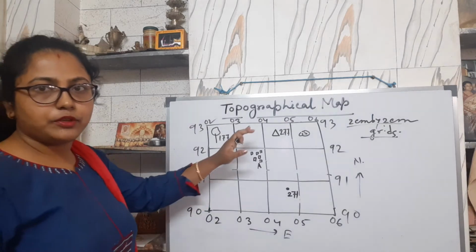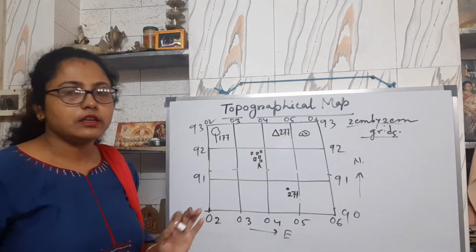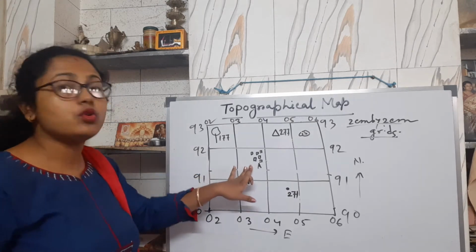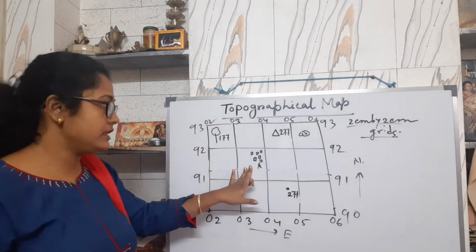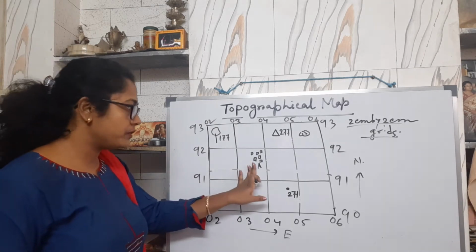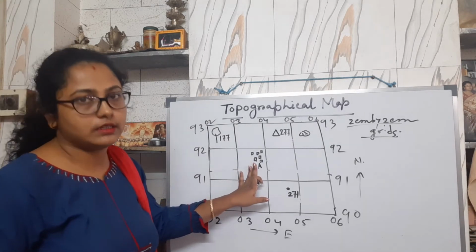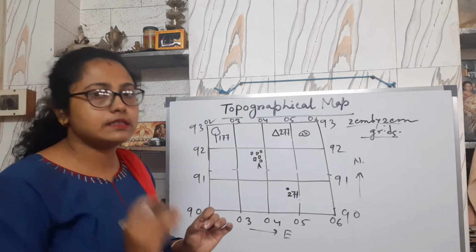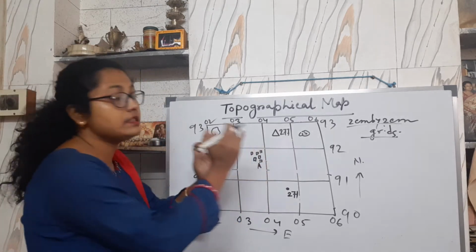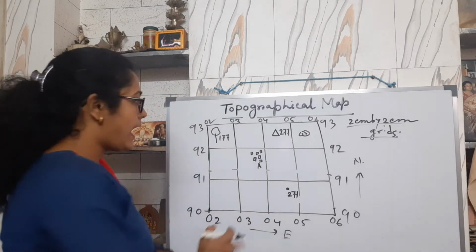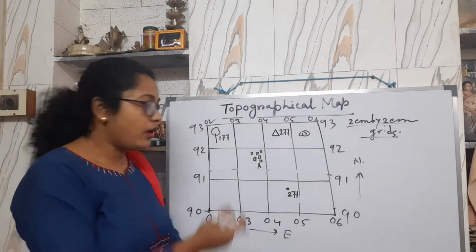Okay, these are the few features I have drawn on the topo map. Now the first question: find out the 4-figure grid reference of the settlement A. How to find out? Whenever you consider the 4-figure grid reference, you have to take 2 points from eastings and then northings.